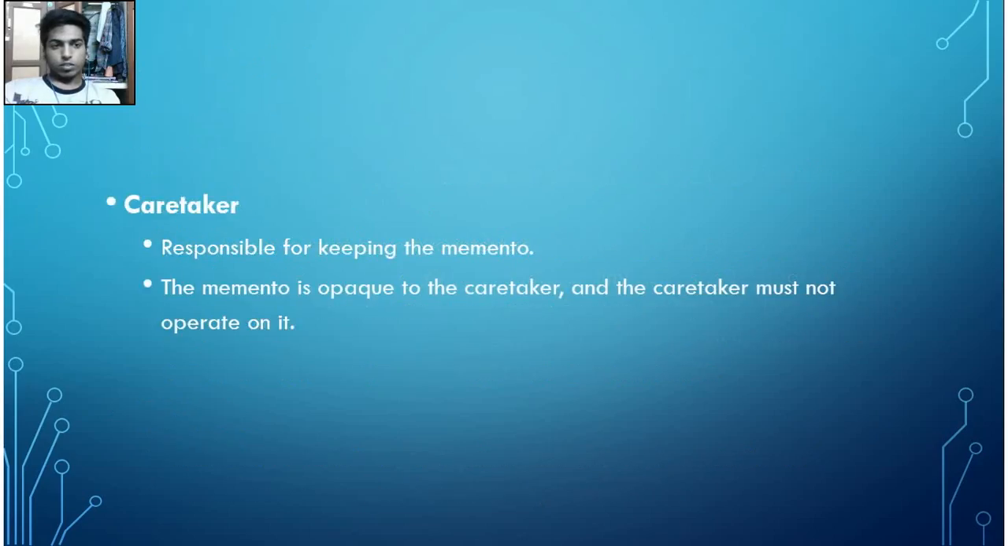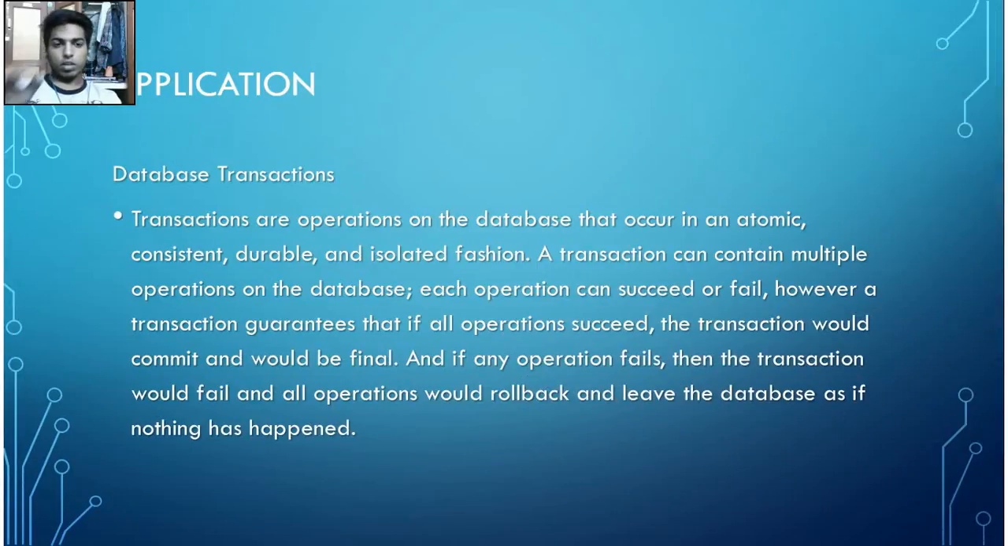Now the application. Our application is database transaction. A transaction is simply one operation that is performed in a database engine or a database management system. It can be further divided. The definition is: database transactions are operations on a database that occur in an atomic, consistent, durable, and isolated fashion. A transaction can have multiple operations on a database. Each operation can succeed or fail. However, a transaction guarantees that if all operations succeed, the transaction would commit and would be final.